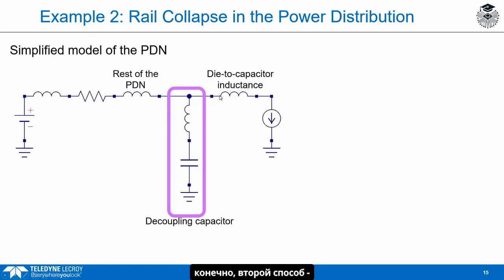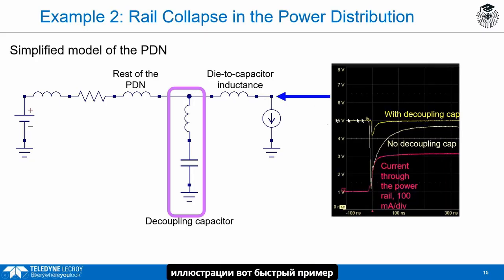less the switching noise. And of course, the second way is to use a plain, wide conductor from the location of the decoupling capacitor to the pads on the die. But number 1 is going to be using shorter paths. And just to illustrate that, here's that quick example.